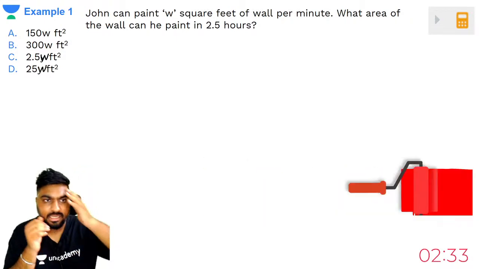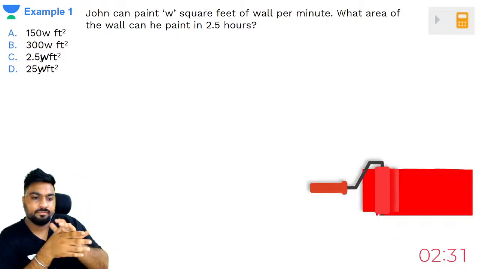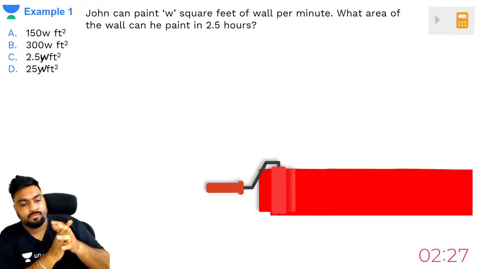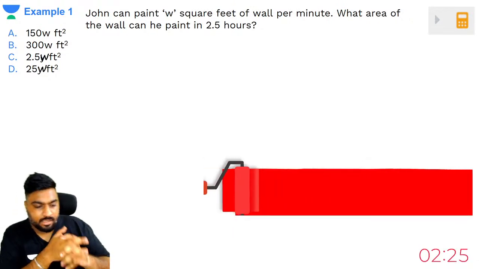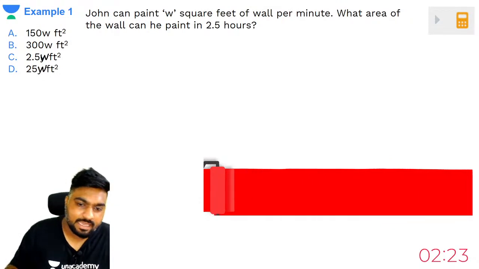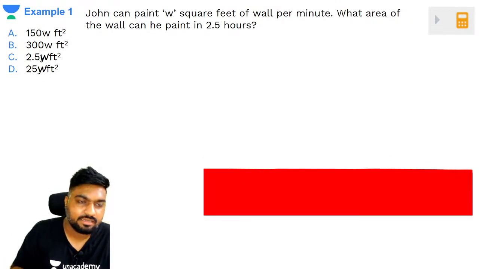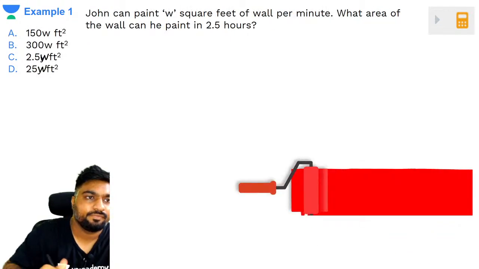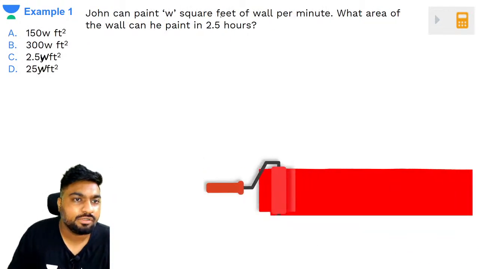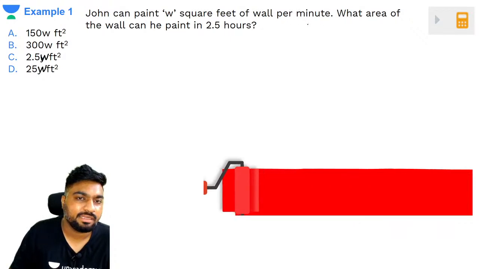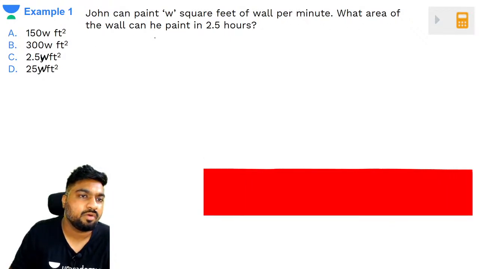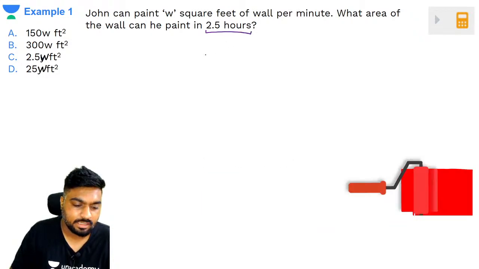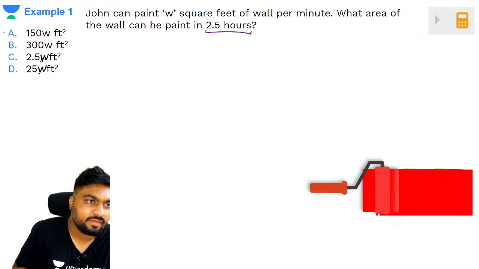Okay, go ahead, try this. Aniruddha says A, Saurabh says A, very good. Very standard question. What are they saying here? John can paint W square feet of wall per minute. What area of the wall can he paint in 2.5 hours? Everybody says A, very good.